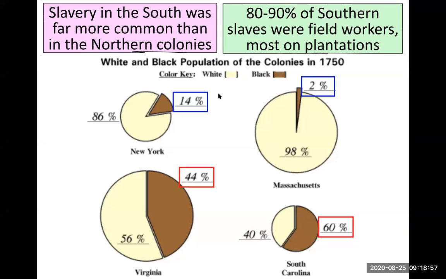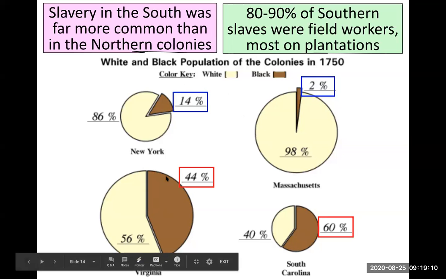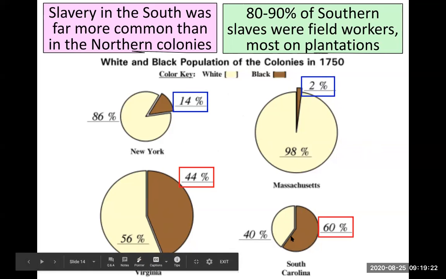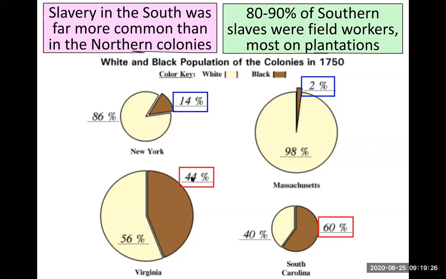When you look at slavery in the South, obviously it's far more common in the South than it is in the northern colonies, but do not let anybody tell you that the North was this free, utopian, beautiful place. It was not, okay? But if you take a look at this graph, it shows you the difference in populations, white and black in the colonies in 1750, right? So if you're looking at Massachusetts, 2%. If you're looking at, say, Virginia, you're talking about 44%. So obviously large differences here.